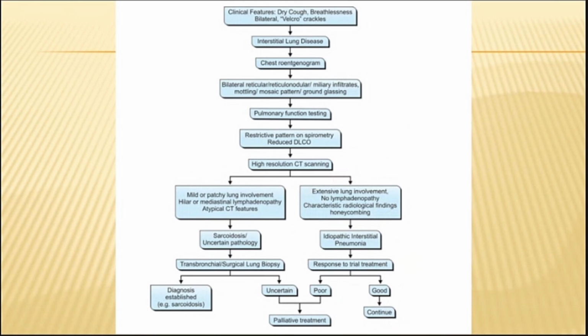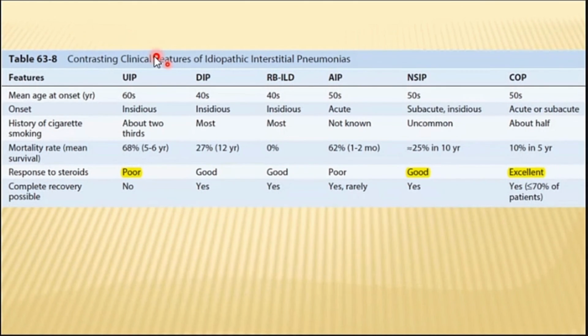Okay, so just to summarize and give you a brief highlight. Now you remember your UIP, your DIP, RB-ILD. If you look at the mean age of onset of UIP, we're talking about UIP on CT and histology, and clinically IPF, the mean age of onset is usually in the 7th decade. That means the 60s. DIP is younger. Onset is insidious. AIP is the only ILD which occurs acutely. Acute interstitial pneumonitis, or the Hamman-Rich syndrome. This is the only acute ILD that we have. Most of them are subacute or chronic.